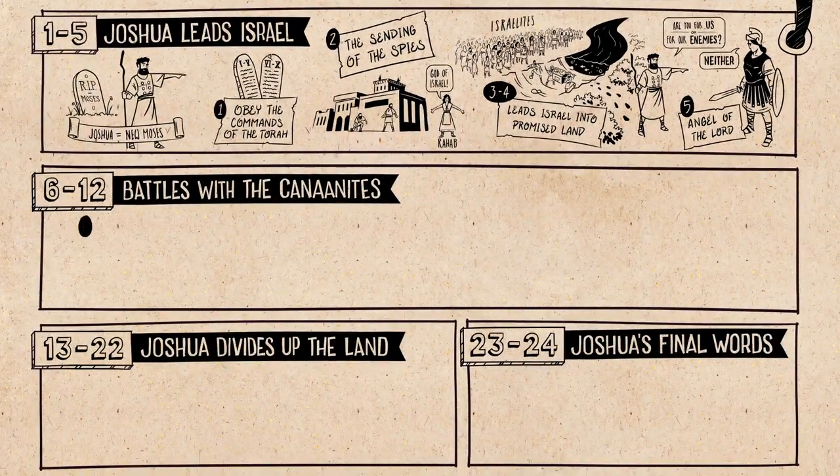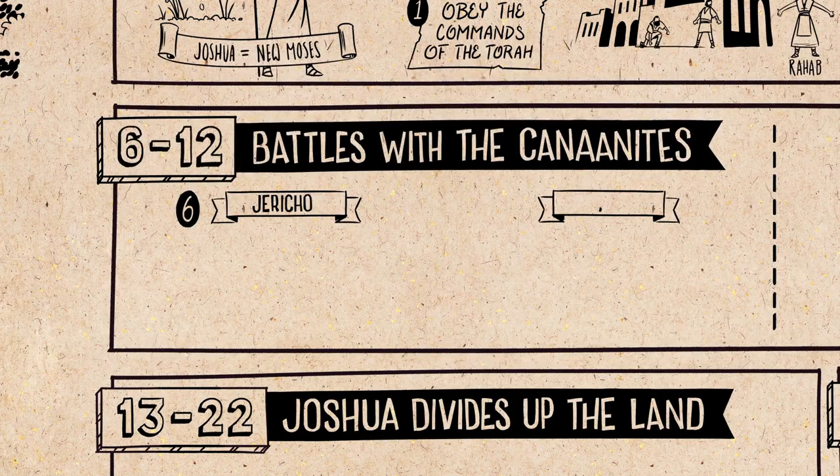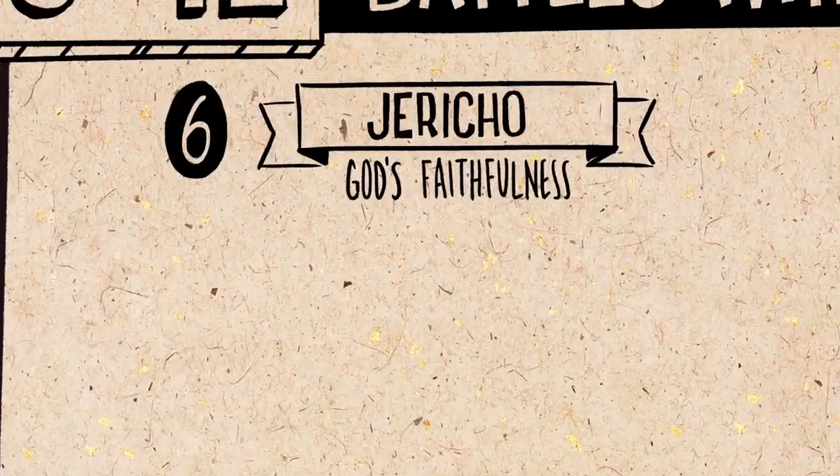We find stories about all these conflicts that Israel had with different Canaanite groups. And the first part retells the story of two battles in detail, and that's followed by a series of short stories that condense years of battles into a few brief summaries. So the first two battles are against Jericho and then Ai, and they offer these contrasting portraits of God's faithfulness versus Israel's failure. At Jericho, Israel is to take a completely passive approach.